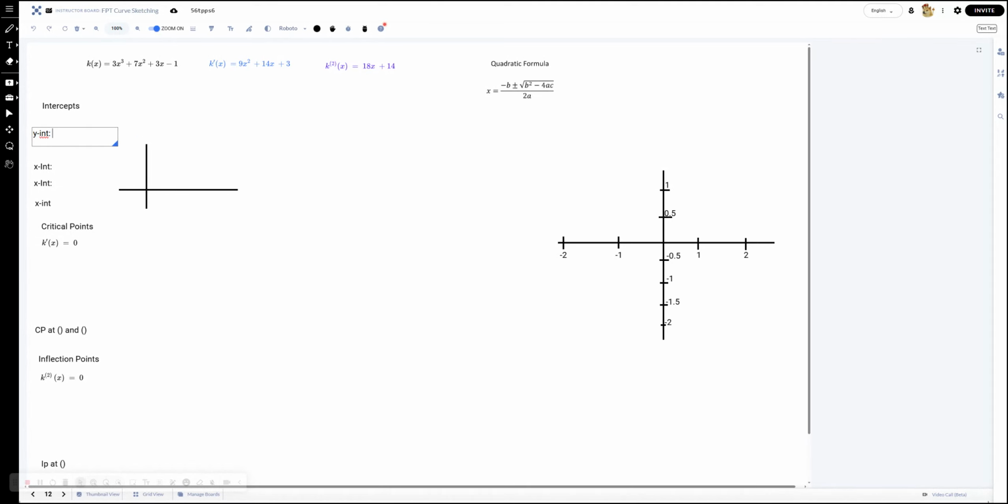So you can immediately see that when you set x equal to 0, you're going to get -1 as your output. So our y-intercept is at (0, -1). Then we have to find our x-intercepts.